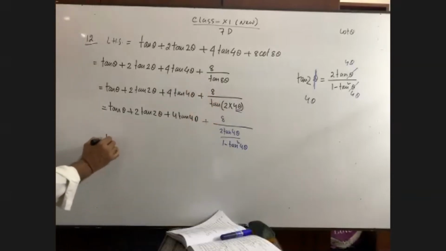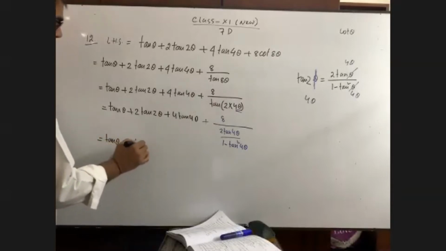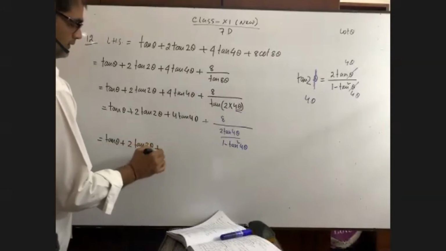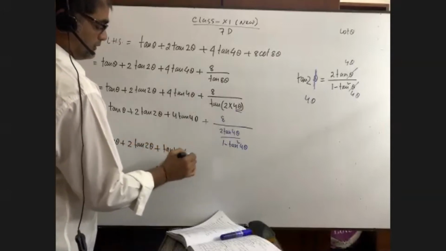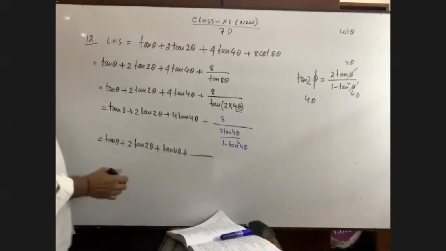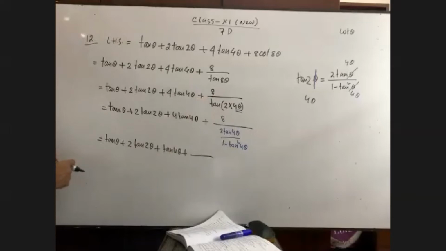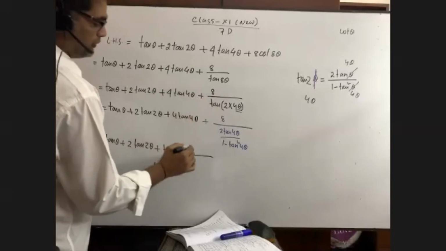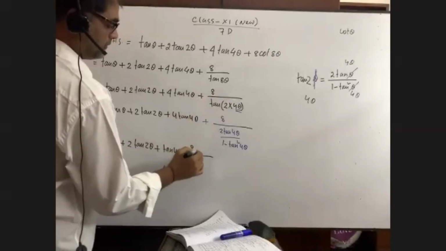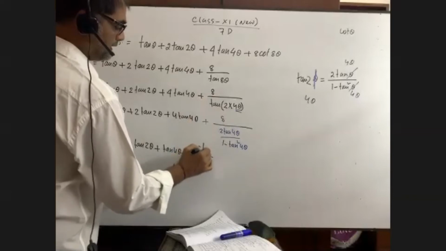That is tan theta, tan 2 theta, tan 4 theta plus. Here it will be what? Can you tell me? It will be in the numerator, right? Is it? And if it is taken in the numerator, what will we get? 8 minus 8 tan square 4 theta.